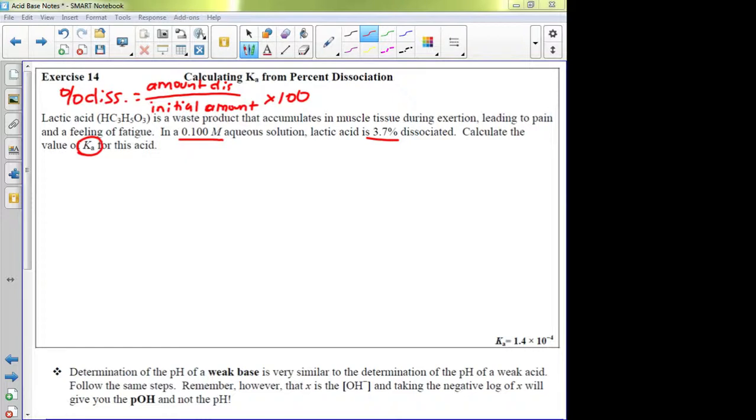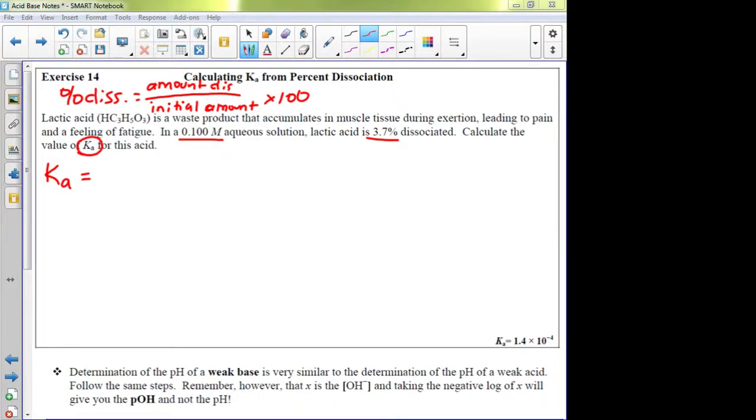All right? So can I look at this right now and write an expression for Ka? Yes. All right. So let's figure out what I need to know for Ka. So Ka is going to be equal to what? Products over reactants. So before I can do products over reactants, I need to write out what this equation is going to look like, right?